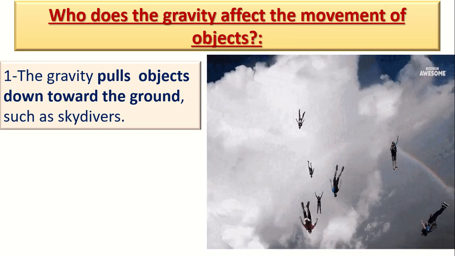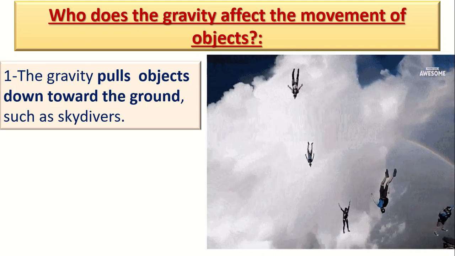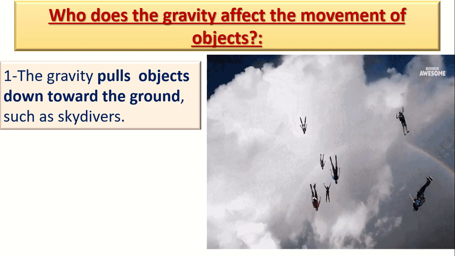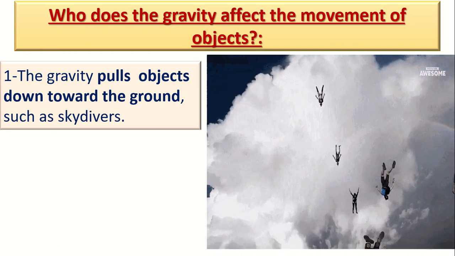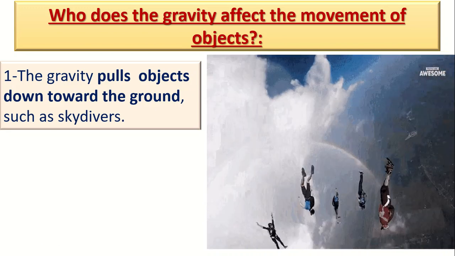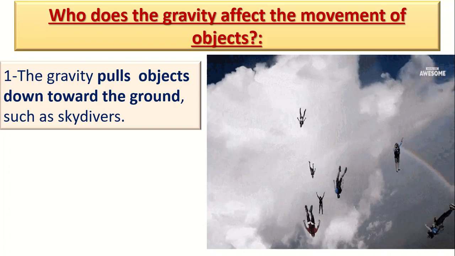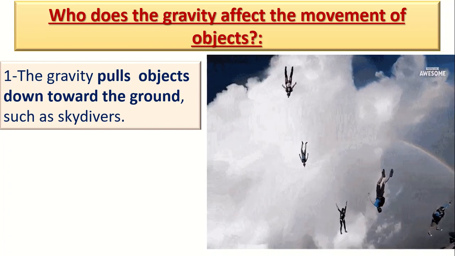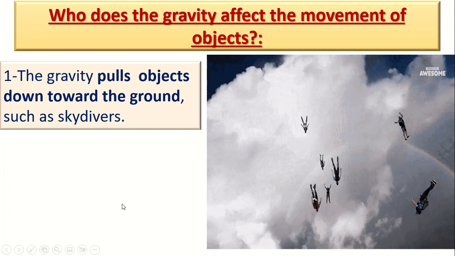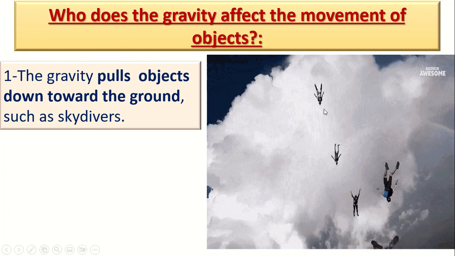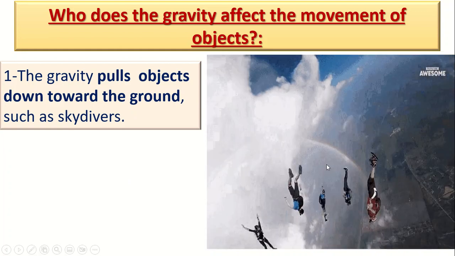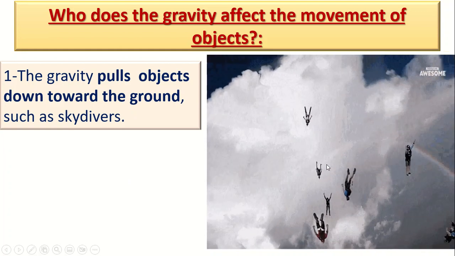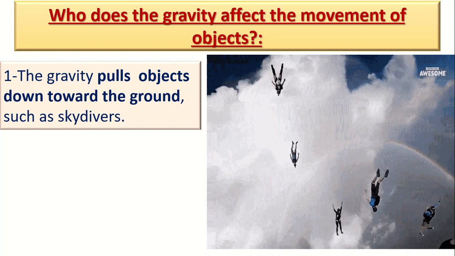How does gravity affect the movement of objects? Let's talk about the skydivers. Do you know the skydivers? They are people who jump from high places like airplanes. What happens when they jump? They are pulled down to the ground. Why are they falling down? Because of gravity, the force that pulls all objects to the center of the earth.